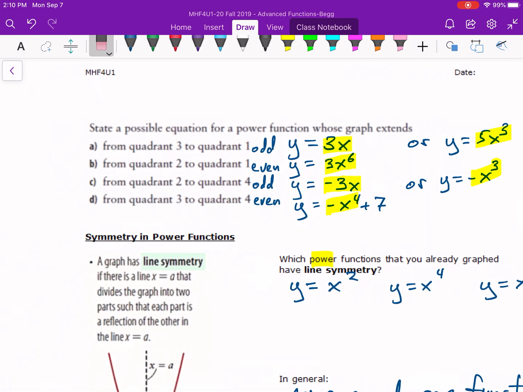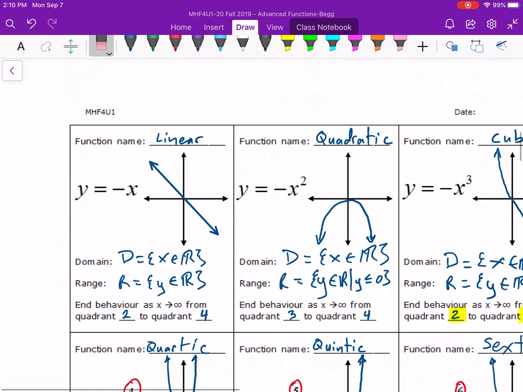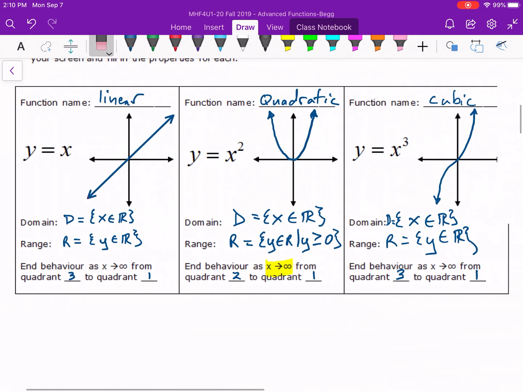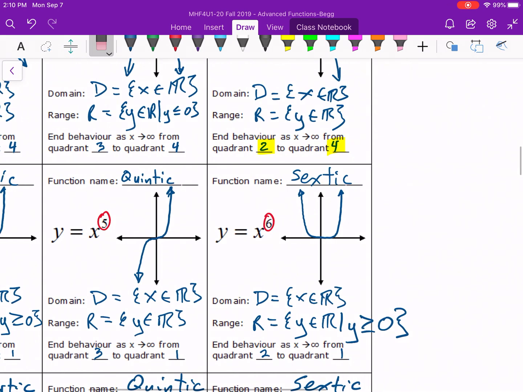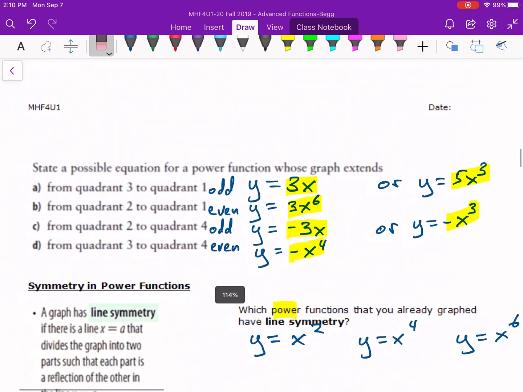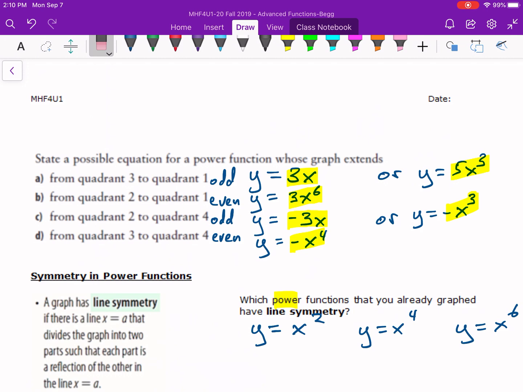If I want to find a power function that goes from quadrant 2 to quadrant 1, well, there was a certain group that did that. And that group was the even degree functions, like quadratic, like quartic, and like sextic. They all went from quadrant 2 to quadrant 1 as long as they were upward facing. And they're upward facing if they have a positive leading coefficient, like y equals 3x to the 6, or y equals 7x squared. Something like that.